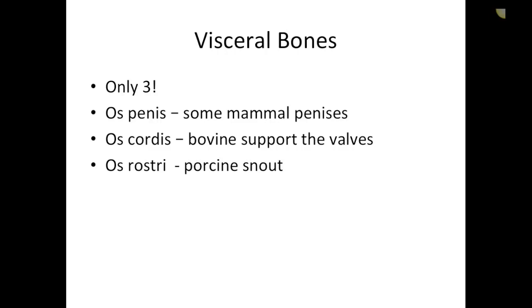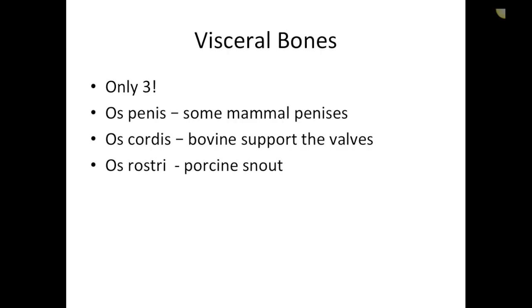Visceral bones. Visceral bones are super cool. They are essentially embedded in tissue or organs of the animal. They are not attached to other bones, which is extremely rare. Extremely interesting. Rarity depends on the species. So some mammals have os penises. Dogs are a really good example: male dogs always have an os penis, and this is a bone that lies to the side of their urethra within their penis.